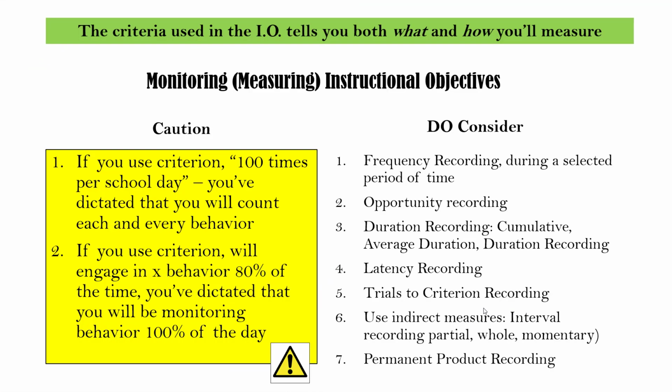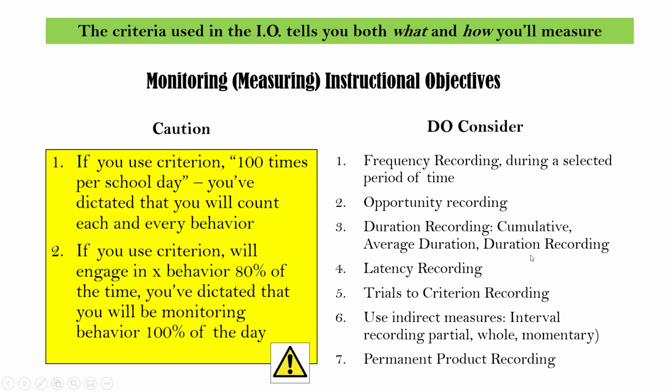Okay, with regards to measuring instructional or behavioral objectives, your criterion, that last part of it, is going to tell you what and how you're going to measure it. So once again, you need to figure out what dimension you're going to measure. You need to figure out your data collection system. So consider your frequency recording, opportunity, duration, everything that we talked about with regards to data collection systems, latency, permanent product recording if you can't directly observe the behavior, or even those indirect methods. So your partial interval recording, whole interval, or momentary time sampling.